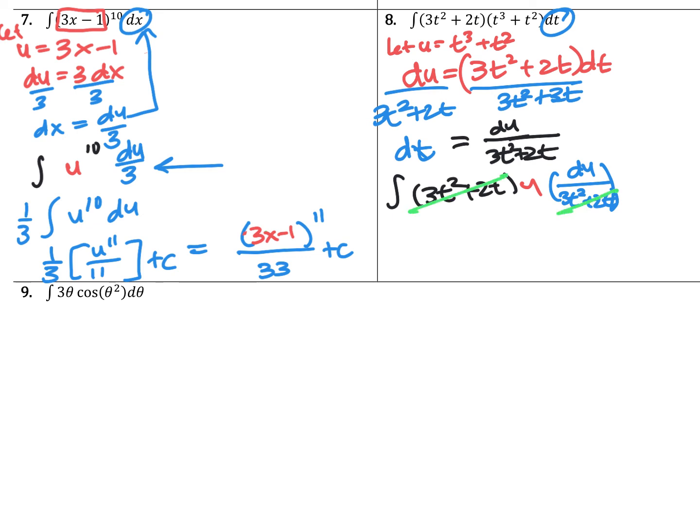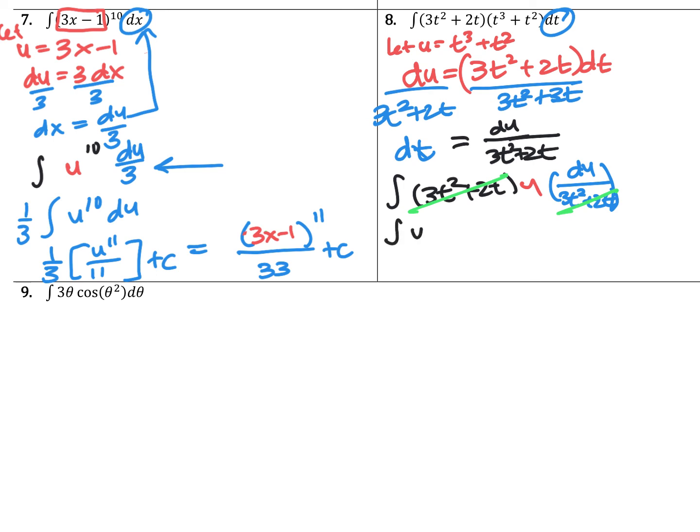In a problem like this, if you accidentally defined u to be 3t squared plus 2t, what you would have ended up with was a problem where you still had t's and you have no other option. So that should indicate to you that you need to go back and define your u to be the opposite function. It's okay if that happens. You just need to go back and adjust.